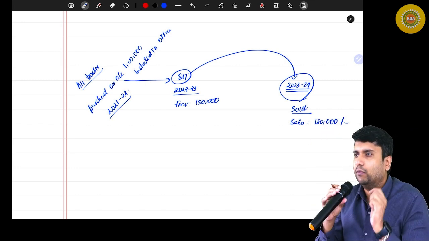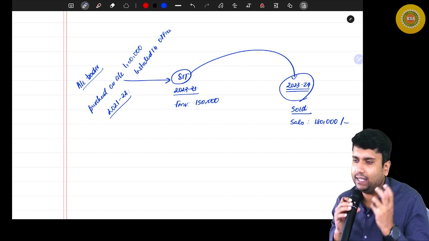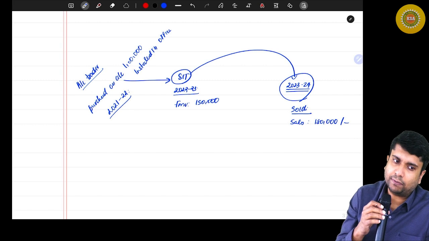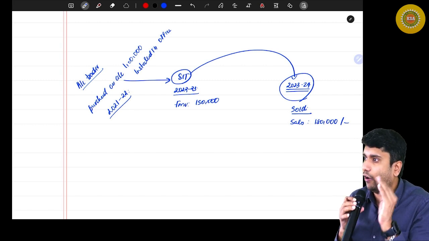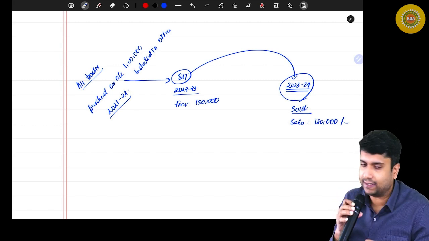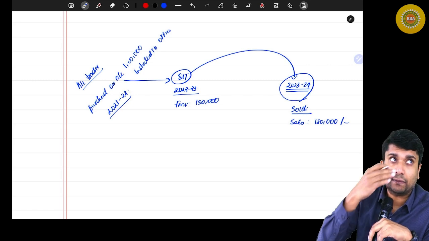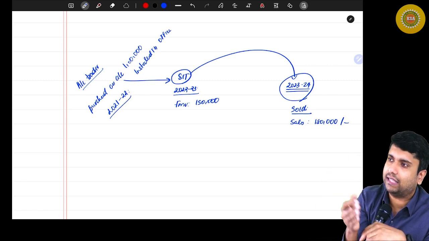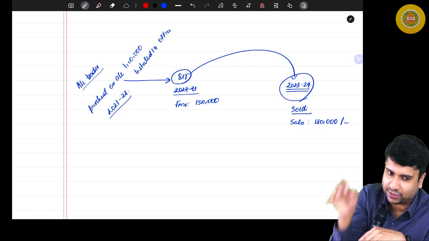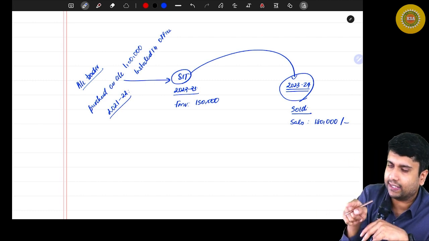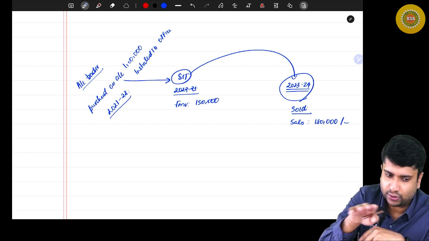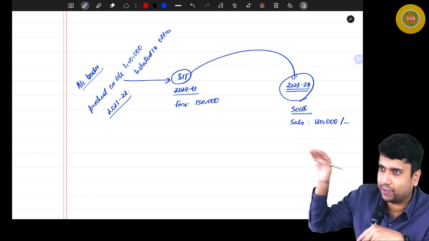So you tell me what all happened. I purchased an AC in the year 21-22 and installed it in my office, so it is basically my capital asset. Then I converted that AC, that means I dismantled it and packed it again, and I put it as my stock in 22-23. Then I sold that stock in 23-24. So there is a series of events in this example.